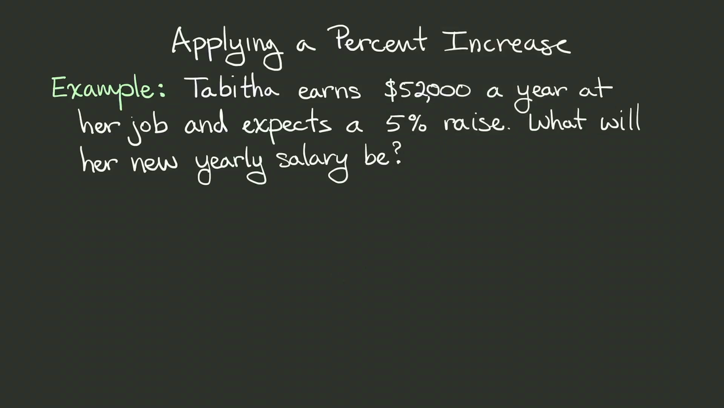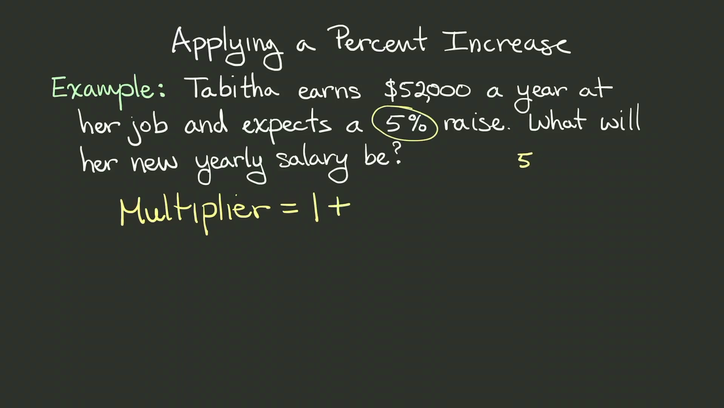Well, in order to compute this, we need something called the multiplier. So we'll compute the multiplier by taking 1 plus or minus the percentage written as a decimal. Now we'll use plus if we're doing a percent increase and minus if we're doing a percent decrease. So in this case it will be plus.